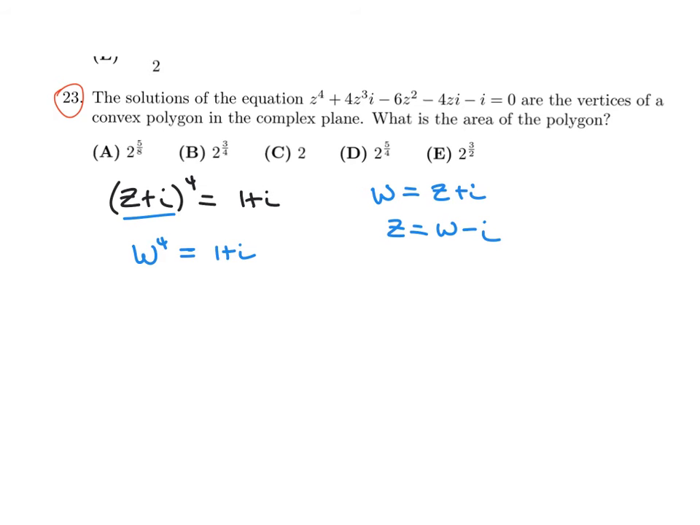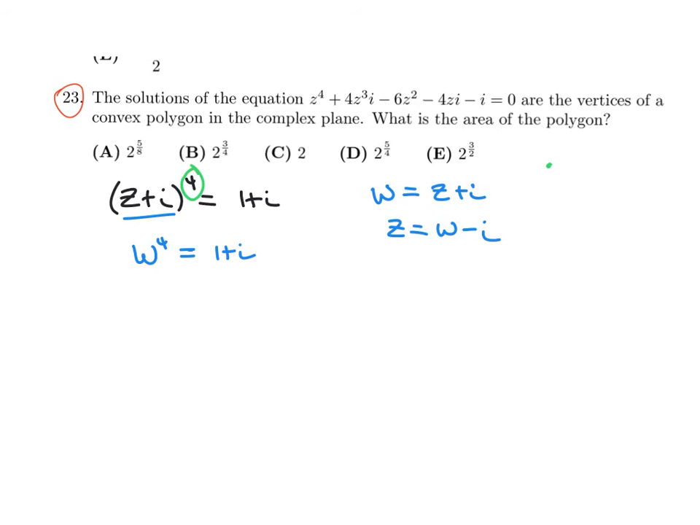Now, I actually am not going to have to do that because this problem doesn't ask us to solve the equation. It asks us to find the area of the polygon that's formed by the solutions. Now, the solution set is going to have 4 answers. And so what that tells us is that, once we have our 4 answers for w, if we wanted to get the answers for z, we would just subtract i.